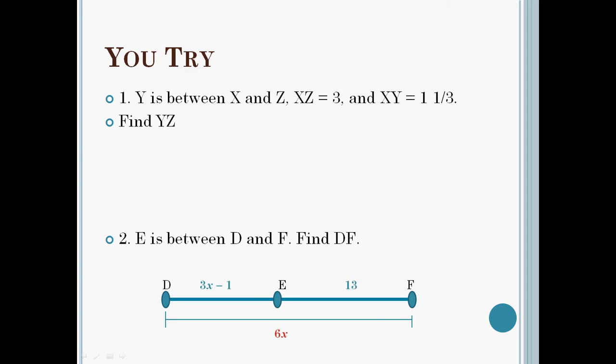You give it a try. Pause the recording so that you have time to work out the two problems before I show the answer. Did you find that YZ was 1 2/3 and that DF is 24?